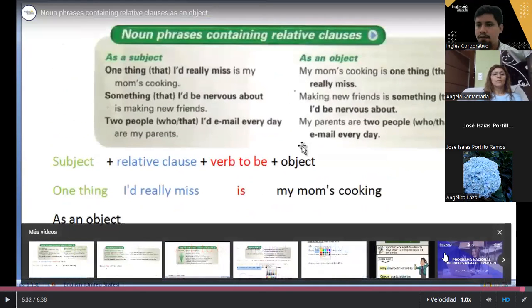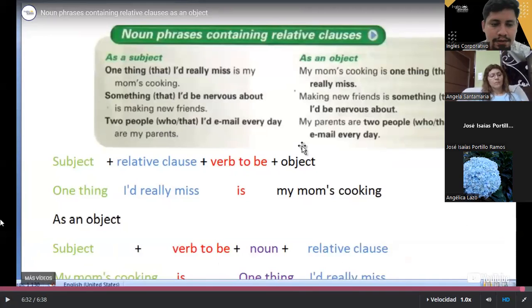Okay, there are going to be just the instructions about the other homework, but we're not going to develop that homework because we are going to work on an exercise that's going to be online. I will share the web page later, but I'm going to switch to Spanish in order to explain this part, okay?